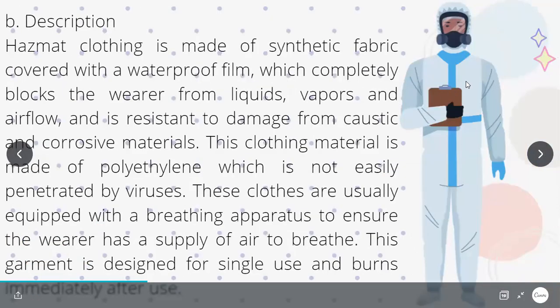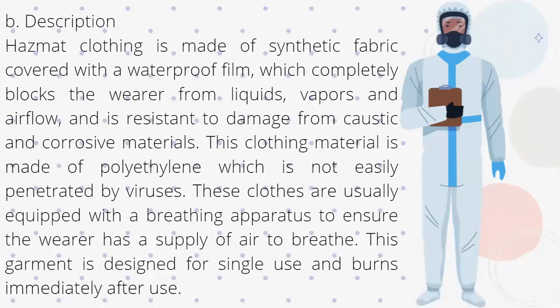Description. Hazmat clothing is made of synthetic fabric covered with a waterproof film, which completely blocks the wearer from liquid, vapor, and airflow, and is resistant to damage from caustic and corrosive material. This clothing material is made of polyethylene, which is not easily penetrated by viruses. These clothes are usually equipped with a breathing apparatus to ensure the wearer has a supply of air to breathe. This garment is designed for single use and burned immediately after use.